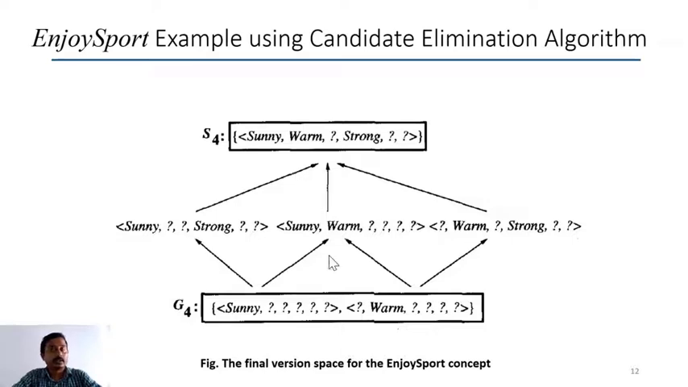Thus we are using this compact representation to represent the version space. Instead of collecting all the hypotheses, we are just maintaining the boundary sets, that is the specific boundary and general boundary, and intermediate hypotheses can be determined using partial ordering between the hypotheses.